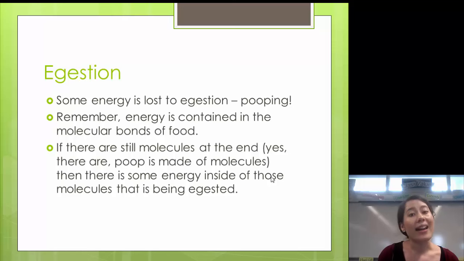Your body is not able to get out every last bit of energy from the food. There are still molecules at the end, which means that there is still energy in those molecules at the end. So your body won't be able to use every bit of the energy. Some of it will be pooped out in the molecules at the end of the process.